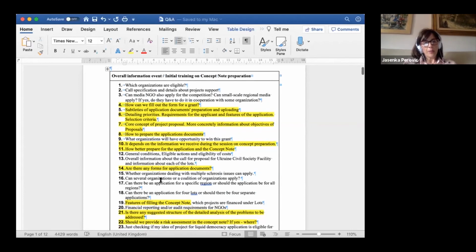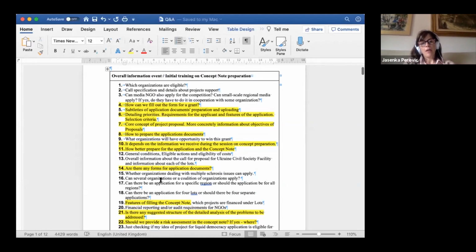Then the question, it depends on the information we received during the session on concept note. This is only a statement. Honestly, I hope that the information we provided was really exhaustive. Not sure if there is anything else that can be said.